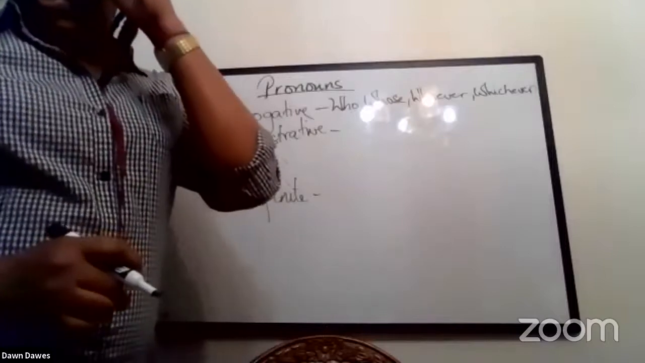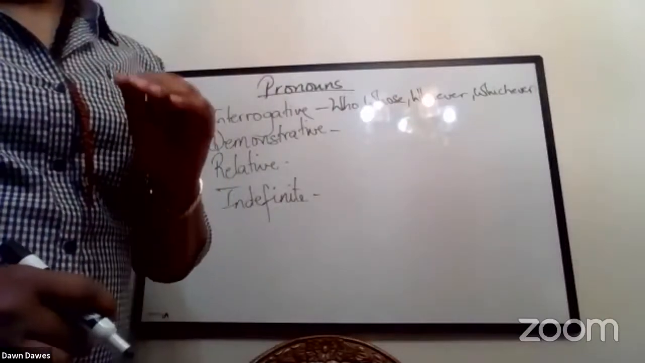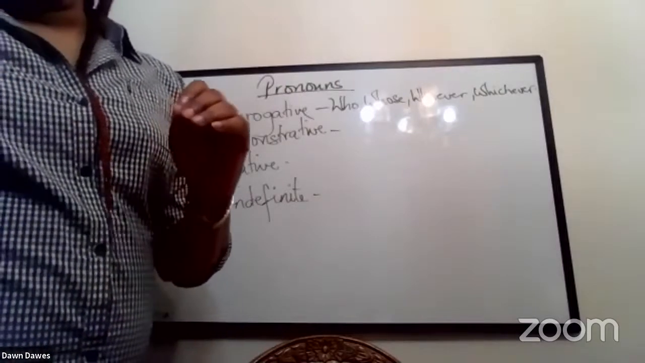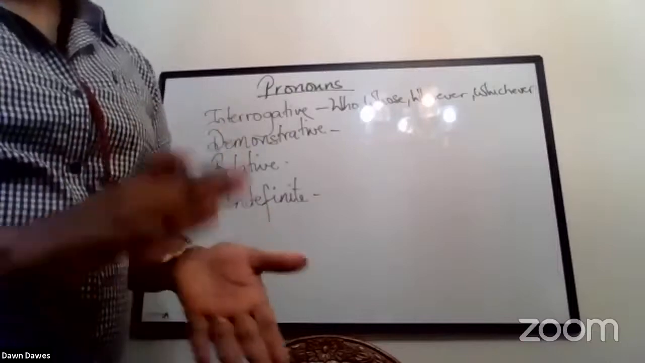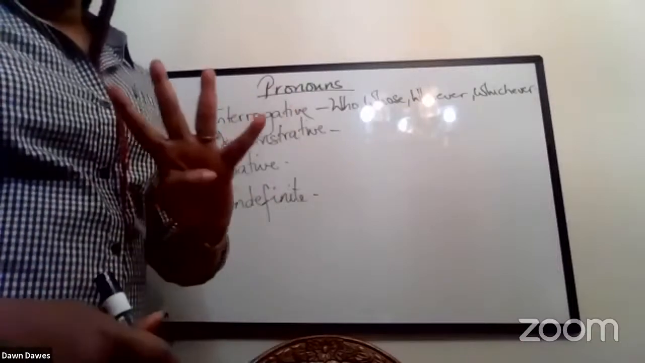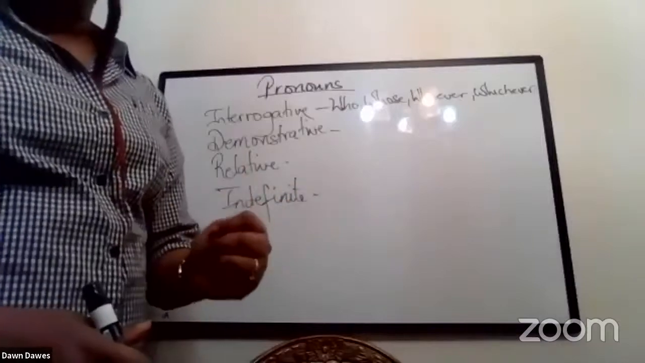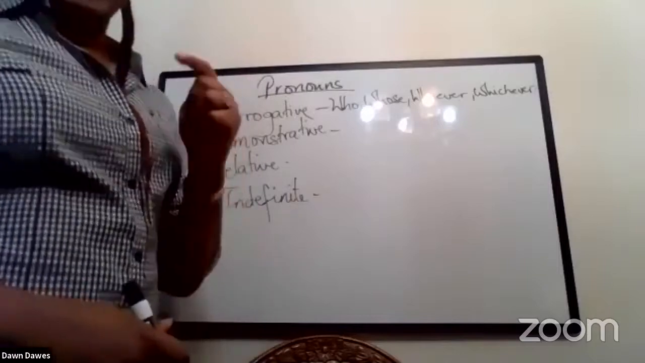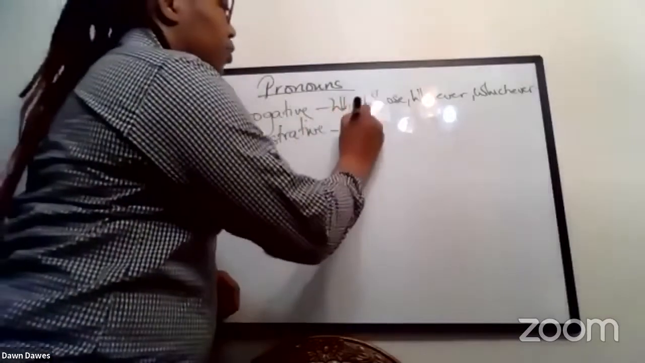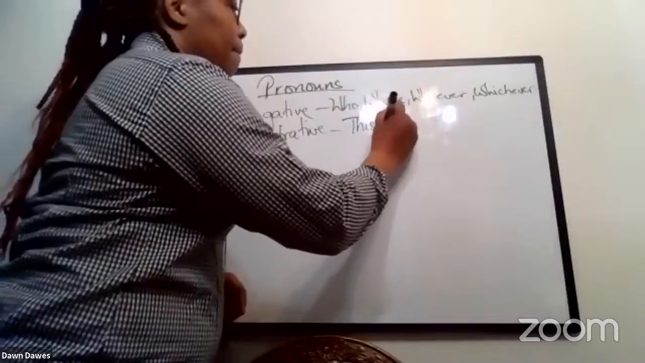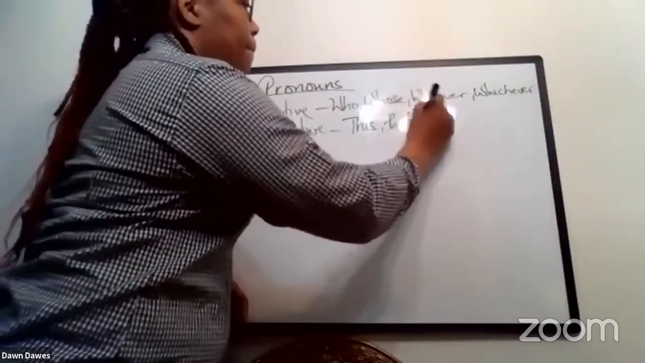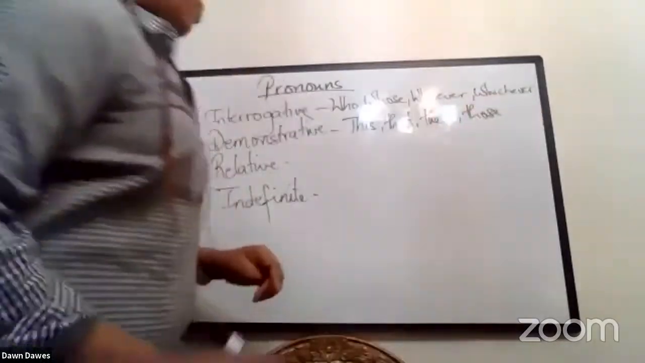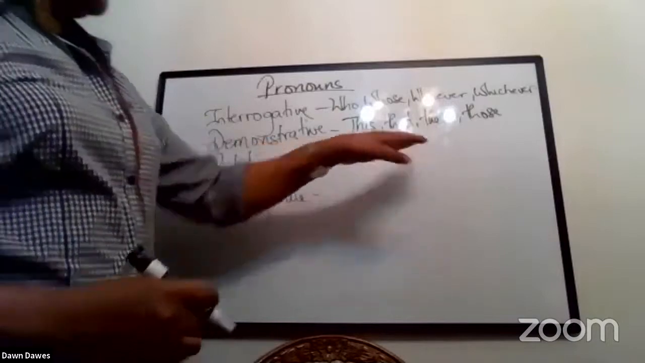When you think about it, ladies and gentlemen, there are simple demonstrative pronouns that we take for granted every single day. These are this and that, these and those. Four simple words. Don't forget this. Okay, so this and that, these and those.